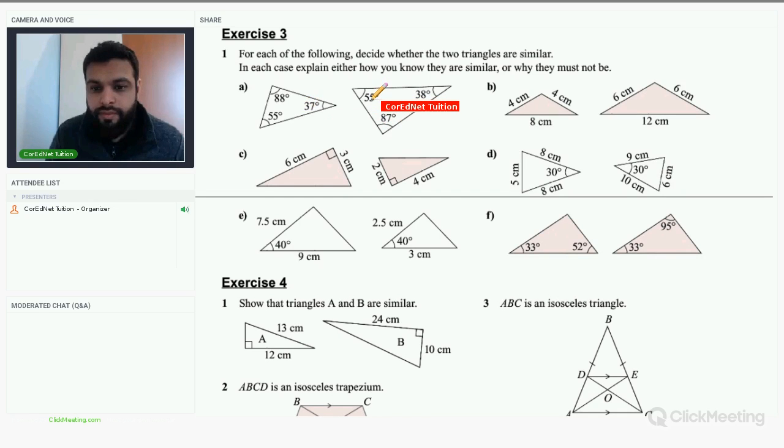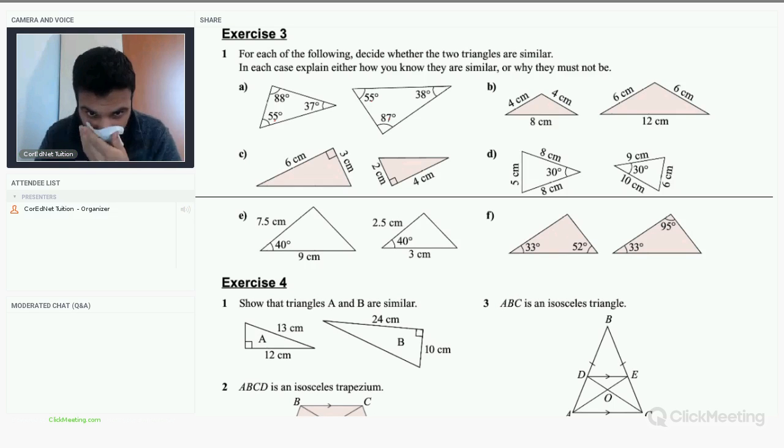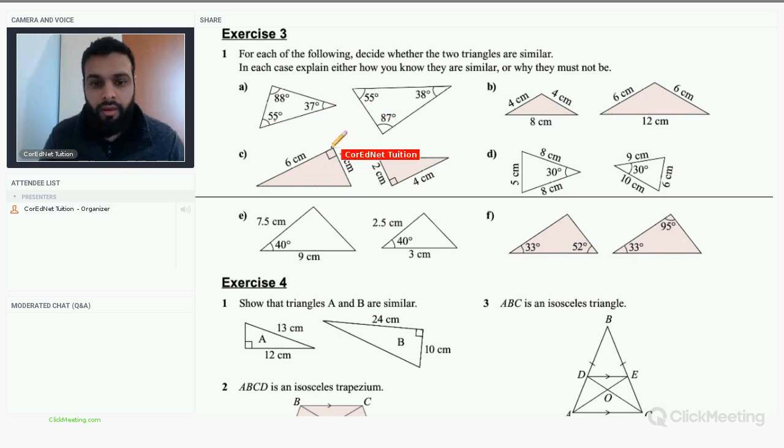So we've got 55, 55. We've got 80. Look, we've got 87 and 38. Oh, they tried to trick us there. Okay, so those aren't similar. How about B? How about B?